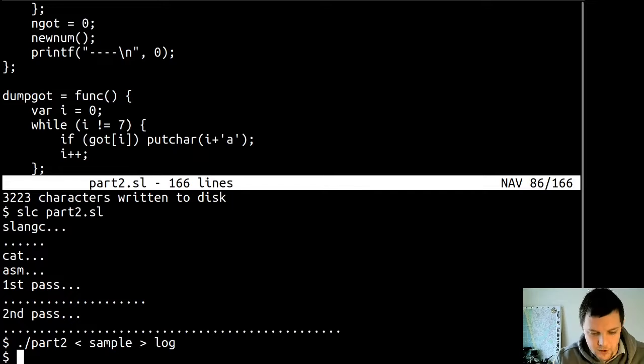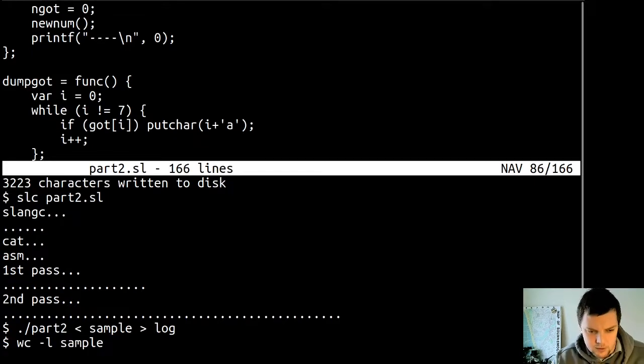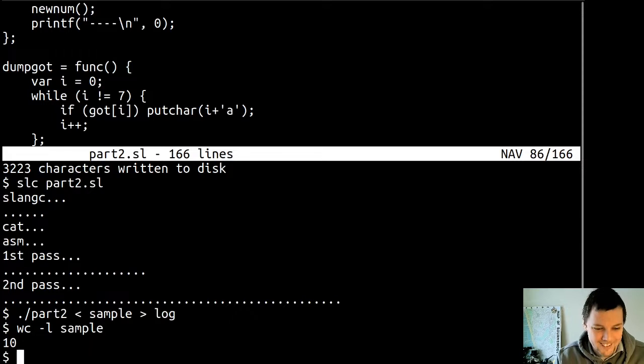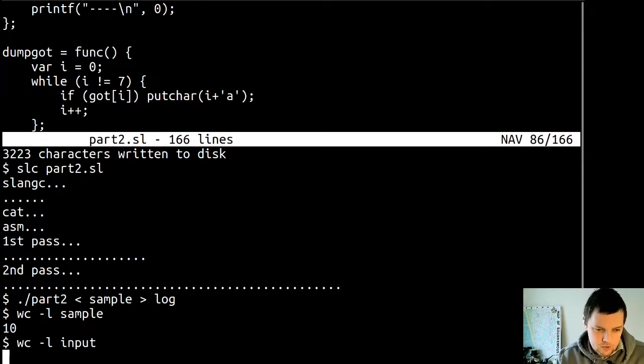Okay, so that took 65 seconds on the sample, which is 10 lines. So that's 6.5 seconds per line. So if we were to run that on the real input, we would expect that to take... Oh, I might be able to show off my calculator.